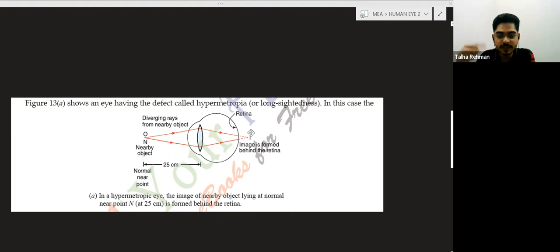For proper vision, the image should form on the retina, not behind the retina, not in front of the retina. So if the object for a hypermetropic eye is at 25 centimeter, then the image will form behind the retina, and he or she will not be able to see the image properly. Why? Because at the retina there are light sensitive cells, rods and cones, due to which we are able to get image processing. Here the image is forming behind the retina, so there will be no processing.